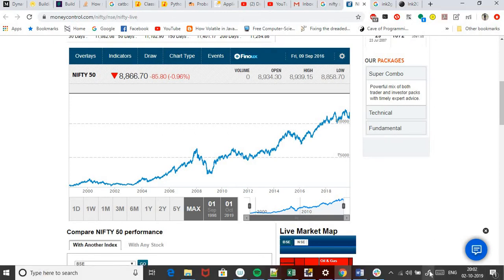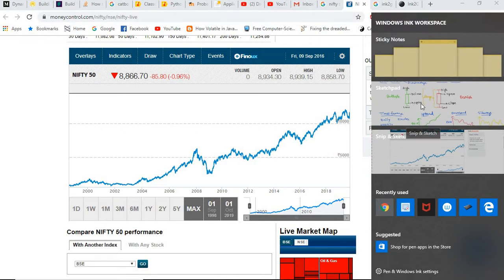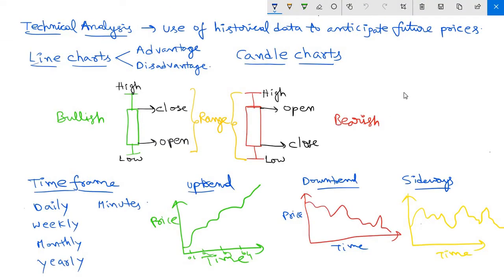Let's say, to understand the disadvantage, you have a stock which closed at 1,000 rupees on day one, and on day two it actually remained at 1,000 rupees only. Then in your line chart, this will be just like this. There won't be any change. That's what you'll notice. But this 1,000 to 1,000 could have happened in multiple ways.